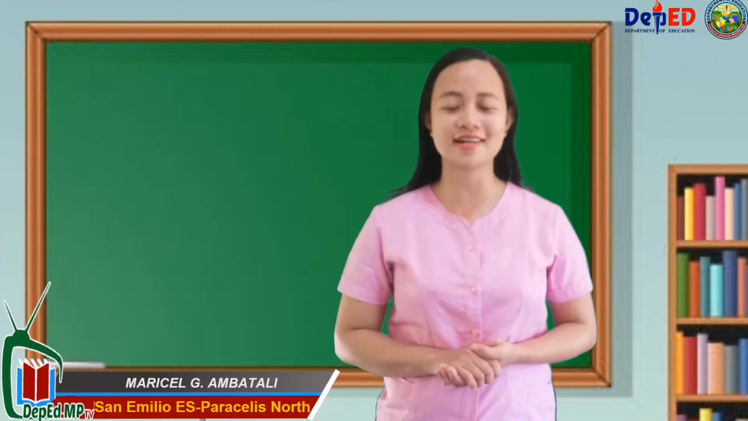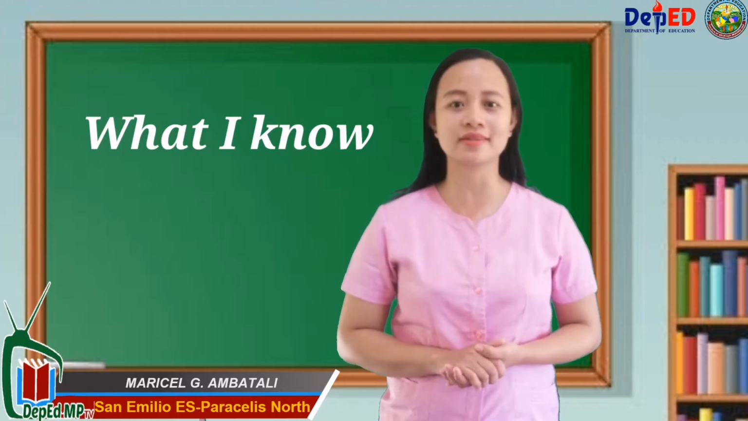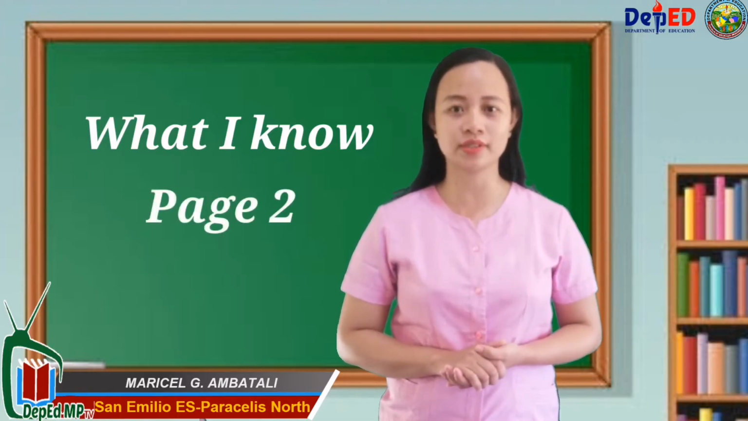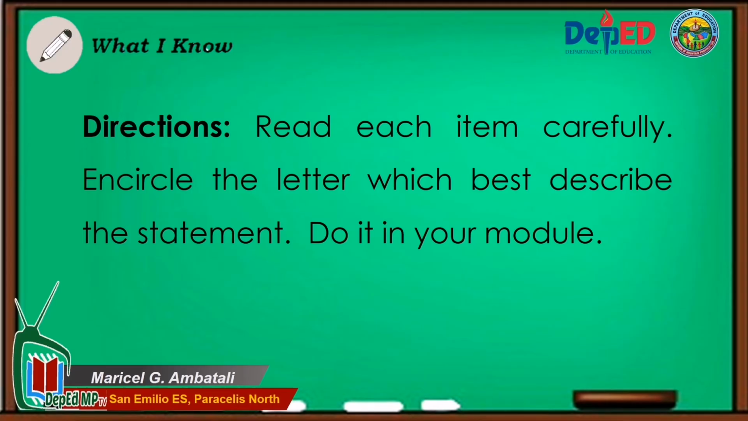Before we discuss our lesson for today, let us answer first the activity in What I Know to check what you already know about the topic. Turn your module on page 2 and here are the directions for letter A. Directions. Read each item carefully and circle the letter which best describes the statement. Do it in your module.